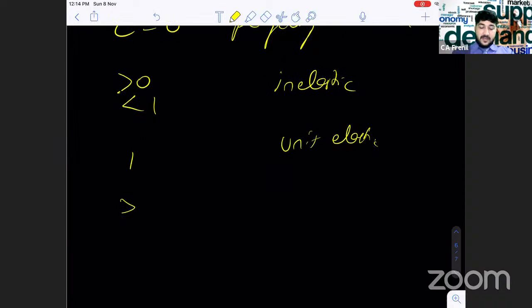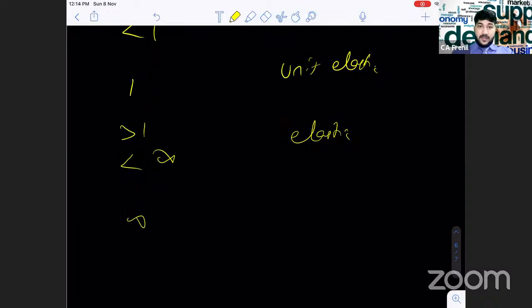And then if it is greater than 1 but less than infinity, then it is elastic. Then if it is infinity, then it is what? Perfectly elastic situation. Perfectly elastic situation. I hope that these things are clear.